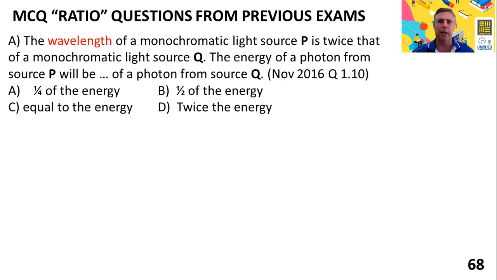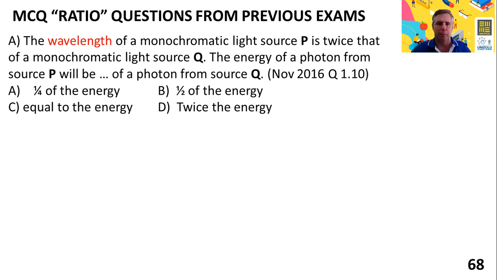This is from the photoelectric effect, which is question 10 in the long questions. There's the wavelength of a monochromatic, that's just a single colored light source P, is twice that of a monochromatic light source Q. The energy of a photon from source P will be what of a photon from source Q? Quarter, half, equal, or twice the energy.